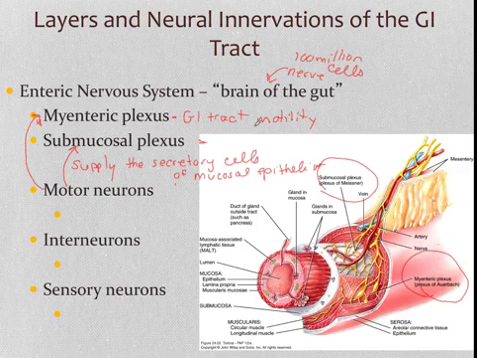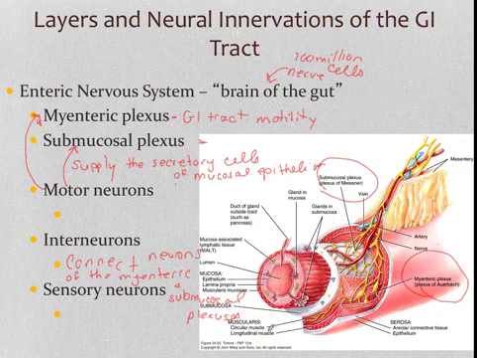Interneurons are just that. They're simply going to connect neurons of the myenteric and submucosal plexuses. So the interneurons are just connecting these two plexuses together. So you're not just contracting, but you're also contracting and secreting, right? Kind of at the same time.